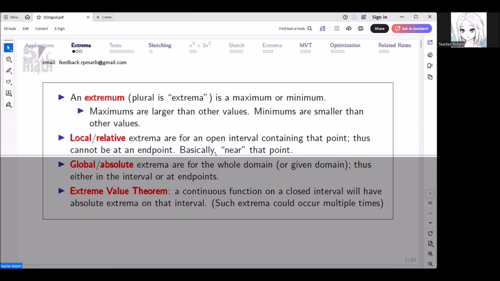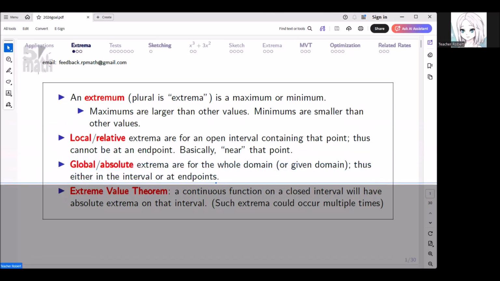Local or relative extrema are for an open interval containing that point, thus cannot be at an endpoint, basically near that point. Global or absolute extrema are for the whole domain or given domain, thus either in the interval or at endpoints.